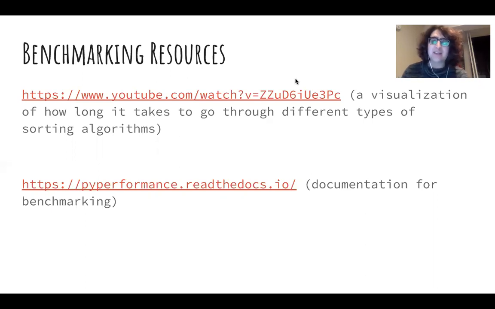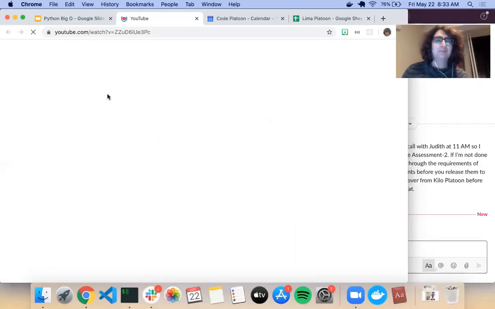This slide deck is available to you, and we have some resources here. There's something called PyPerformance, which has documentation on how to measure your own code. It's a library for measuring the efficiency of your own code, and we also have a visualization. So we can just take a quick look at that.